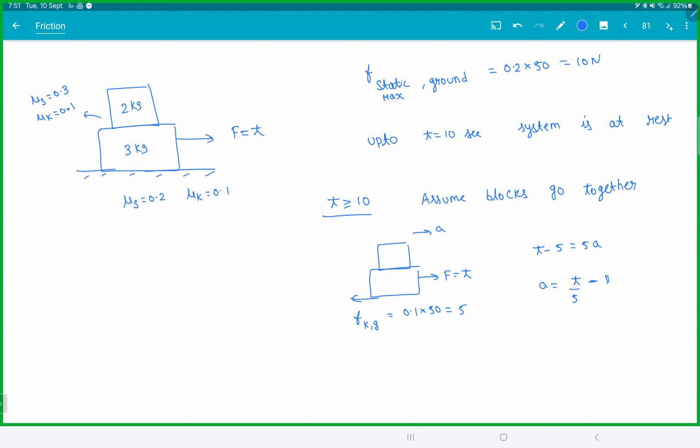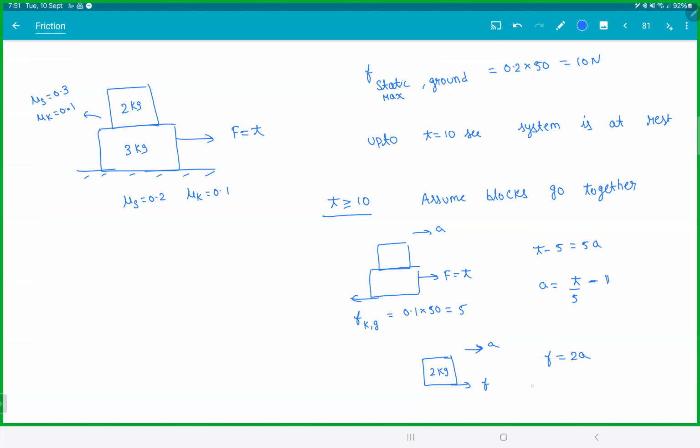Perfect. Now take any one block. I'll choose the upper block. Always try to choose the block where there are fewer forces. For the 3 kg there are 2 forces. That's the reason I don't like to take the 3 kg. For the 2 kg there's only one force, which makes life easy. So this is F and this is acceleration. Should I just call them F1, F2? Okay, you understand. I'll put it as F. So this will be F is equal to 2a.